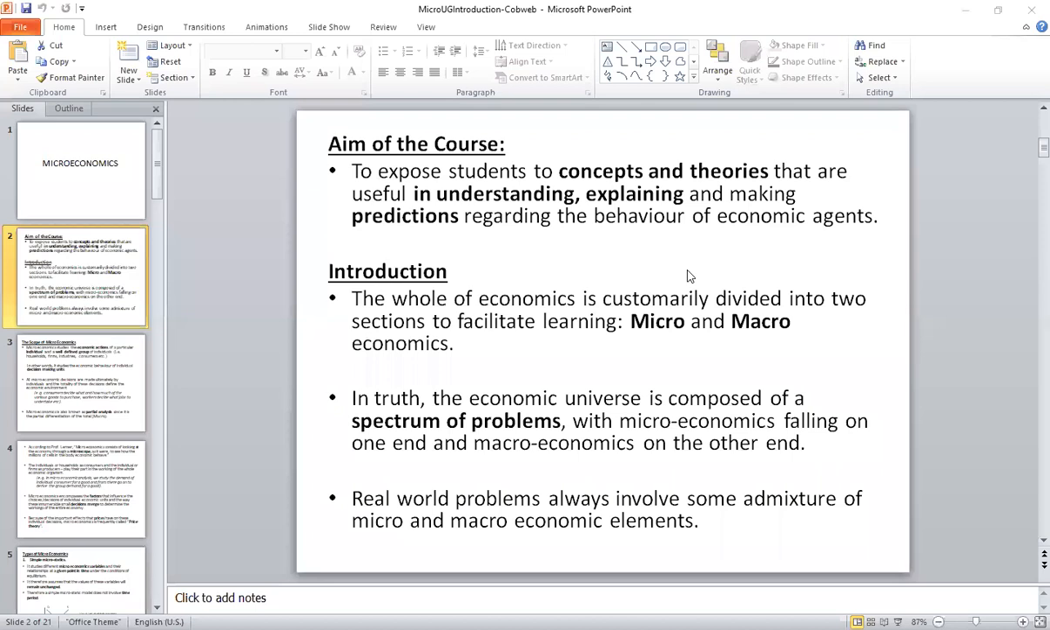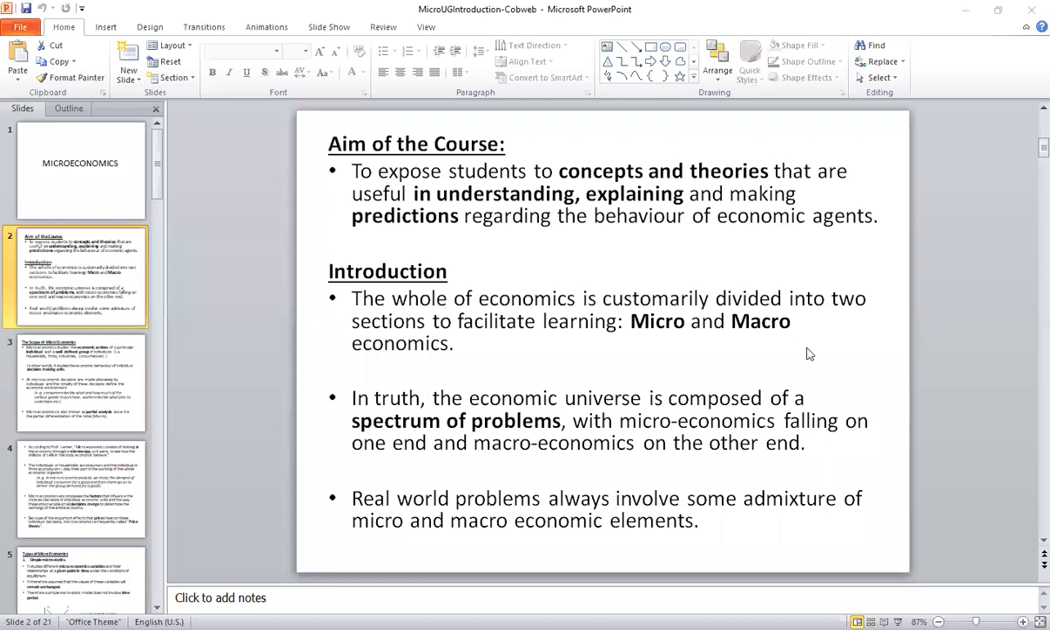So we want to look, normally I start with looking at the aim of the course, so that students understand why we are doing the course. So we want to expose students to concepts and theories which are useful in understanding, explaining, and making predictions regarding the behavior of the economic agent. Now, the economic agent is the individual, because this individual is the one who makes economic decisions. And when we talk of economic decisions, we are talking of things like what goods to consume, what to buy, what jobs to undertake. Decisions are made by the individual, so the individual here is referred to as a decision-making agent or economic agent.